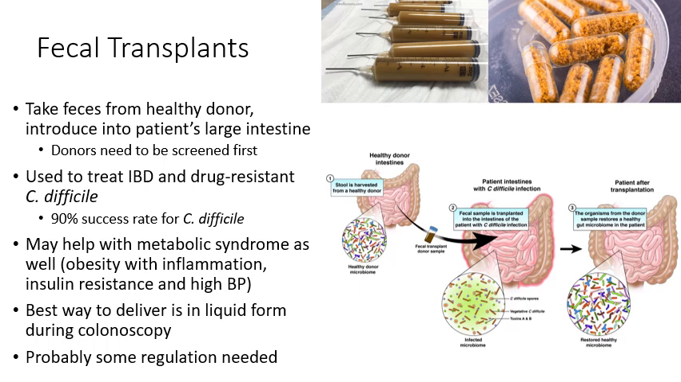It's possible it could also be used to help with other conditions, like the metabolic syndrome. Metabolic syndrome is kind of just a constellation of related symptoms. That is what you would have if you are obese and you have systemic low-grade inflammation and you have insulin resistance and you have high blood pressure. So all those things usually do go kind of hand in hand.